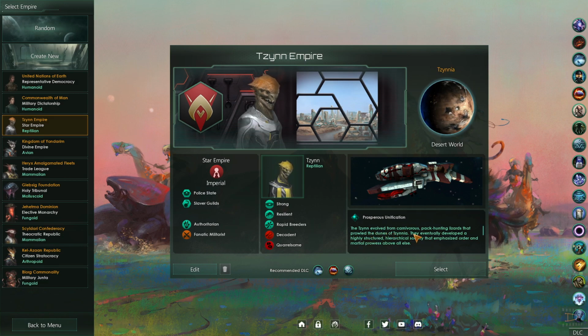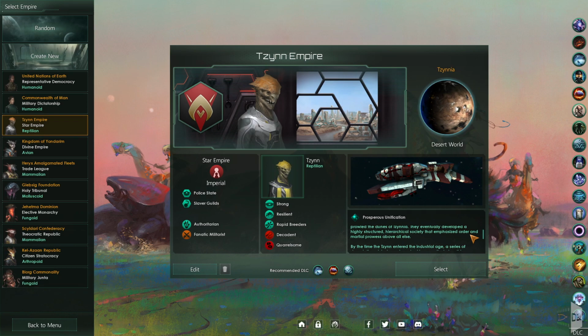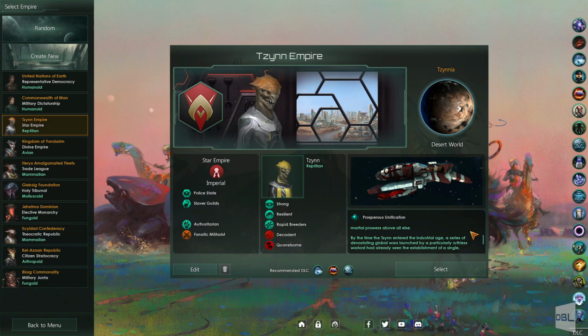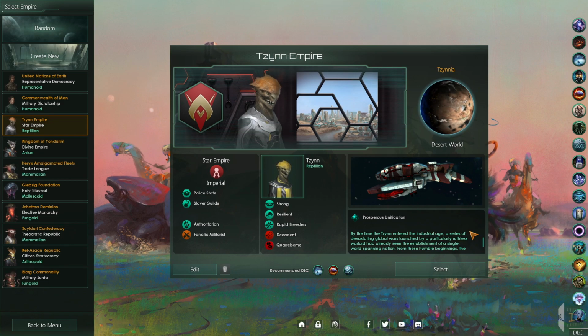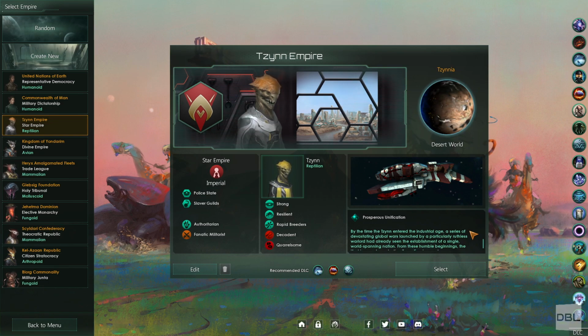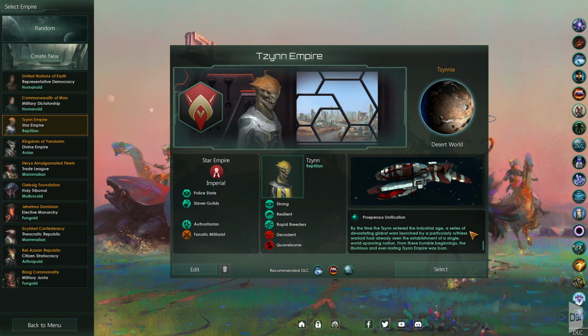The Zin evolved from carnivorous pack-hunting lizards that prowled the dunes of Zinnia. They eventually developed a highly structured, hierarchical society that emphasized order and martial prowess above all else. By the time the Zin entered the Industrial Age, a series of devastating global wars launched by a particularly ruthless warlord had already seen the establishment of a single world-spanning nation. From these humble beginnings, the illustrious and everlasting Zin Empire was born.